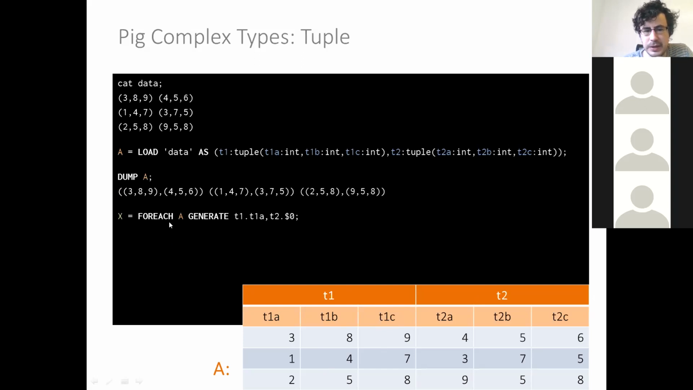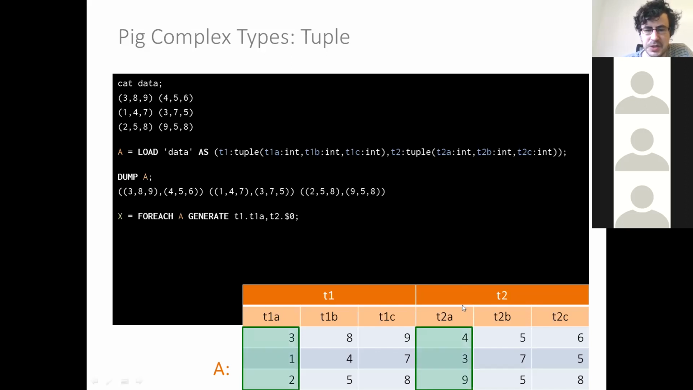This is in general used to apply projections or transformations line by line. So we take a tuple, and for each row, we transform that row. The most typical operation to transform is to project, right? So we're just going to say here from A, what we want to generate is we want to project T1.T1A, which is this thing here, and then T2.0, which is the first element of the tuple of T2. So what would we get as an output?